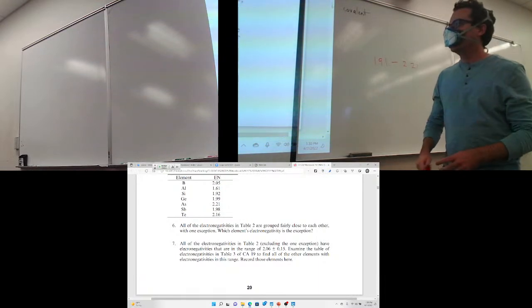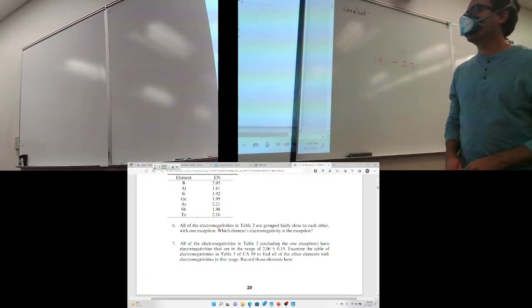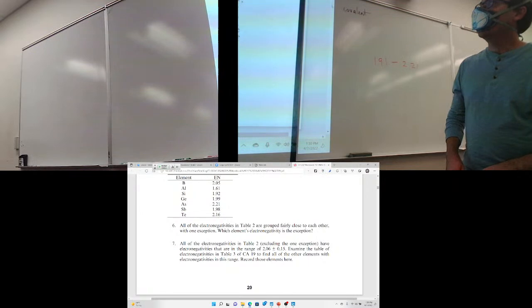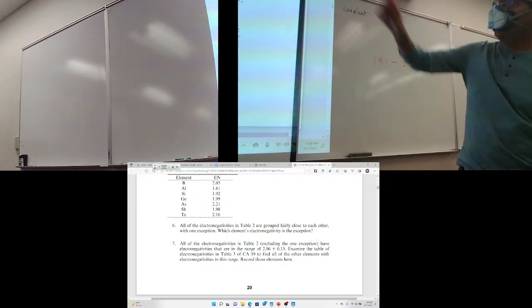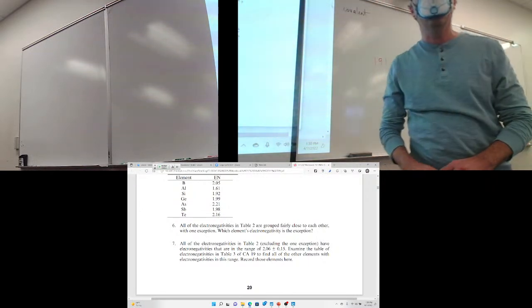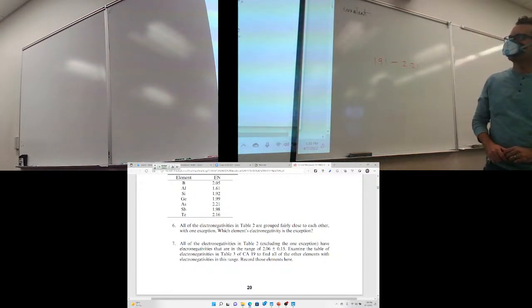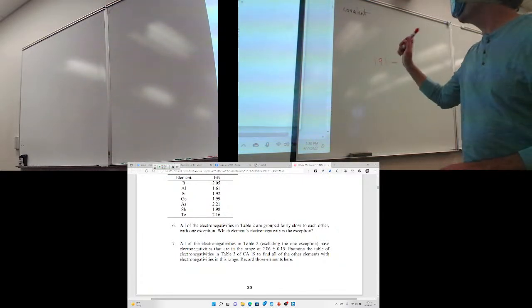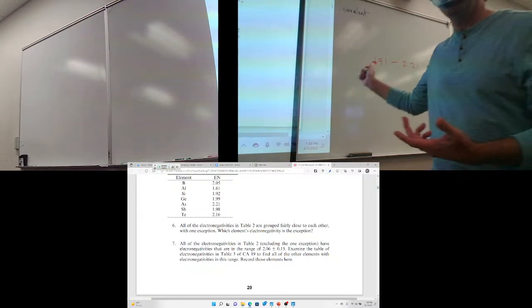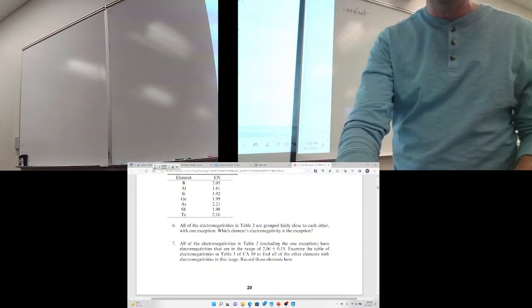What are all the other elements with electronegativities in this range? I think they were all up there. I don't know if there is any missing. I don't know if you can see any. Alright, if you see any others, let me know, but I think they were all up there. It's pretty much just going to be the semimetals that fit in that range.